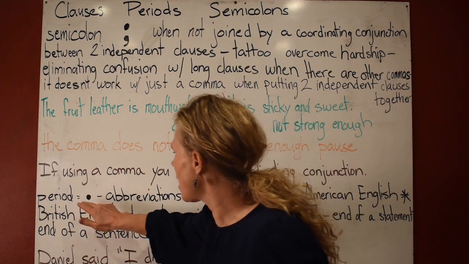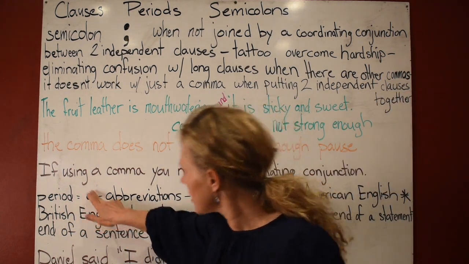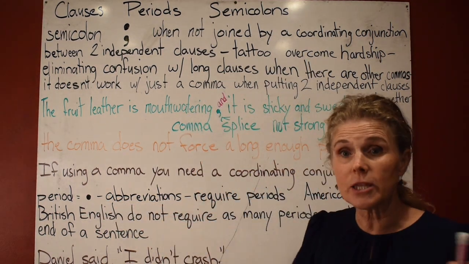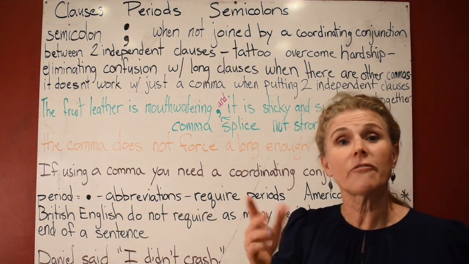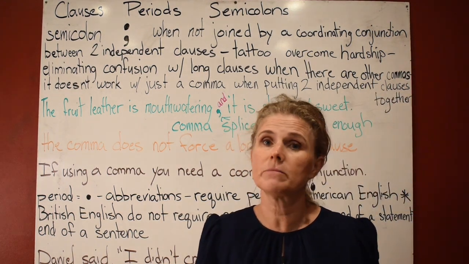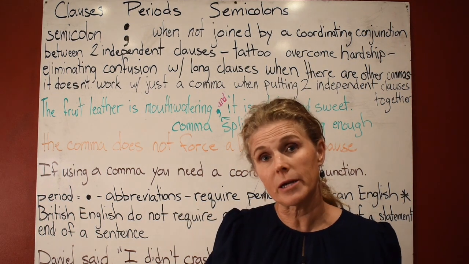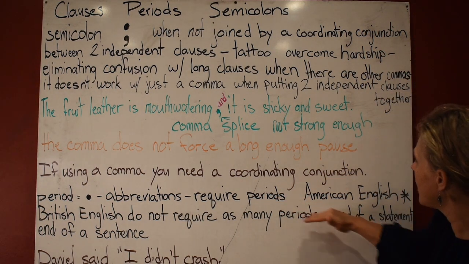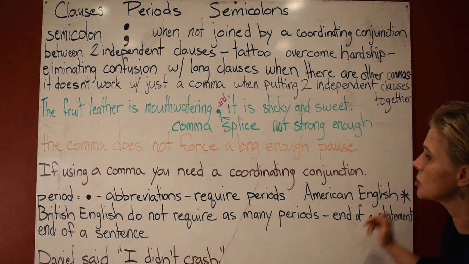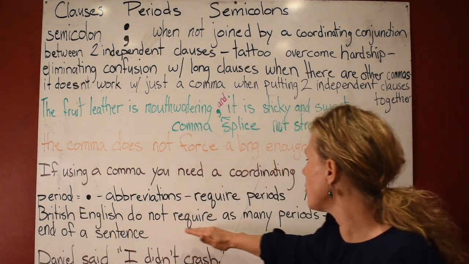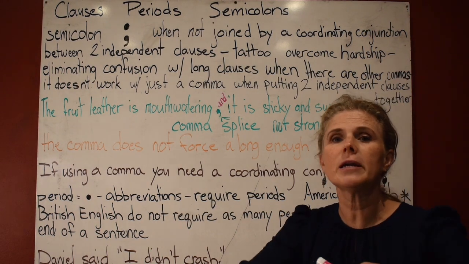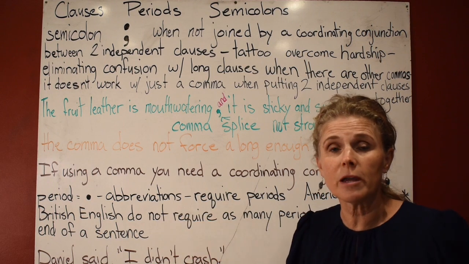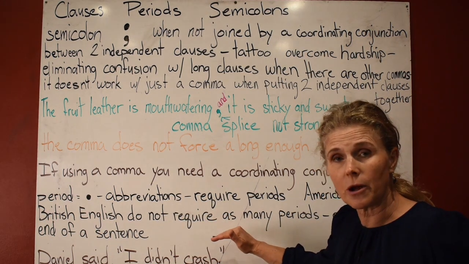Okay, now let's go ahead and talk about the period. That's what it looks like, but I've made it really big, okay? Now, periods, they go in abbreviations. Like if I wanted to call Daniel D, which we call him D all the time, you would put a D then a period. They require periods. And that's mostly in American English. But British English do not require as many periods. So if you're in that area of the world, you need to be careful. Look it up if you're not sure if it needs a period or not.